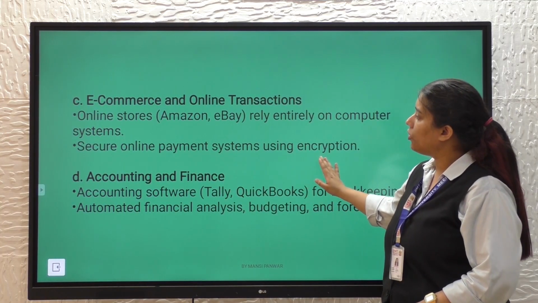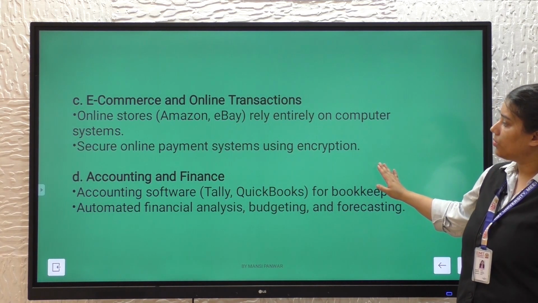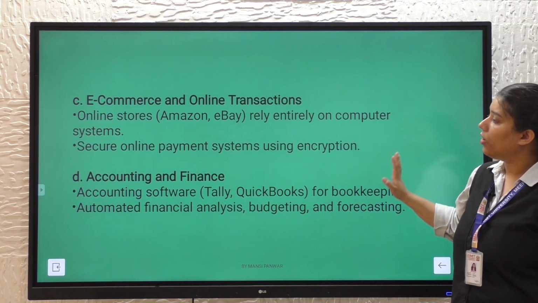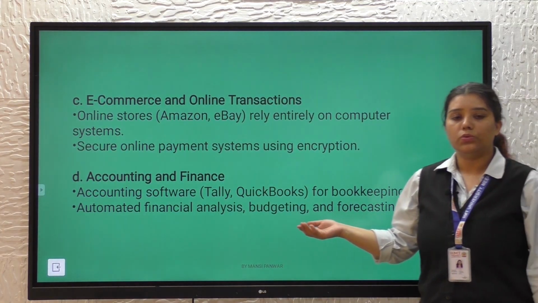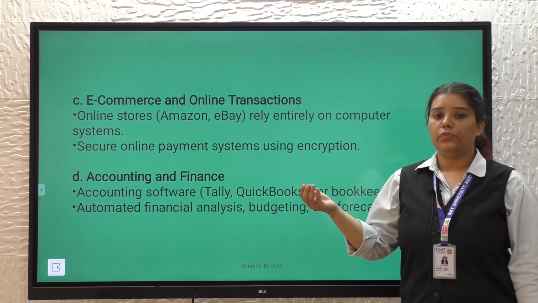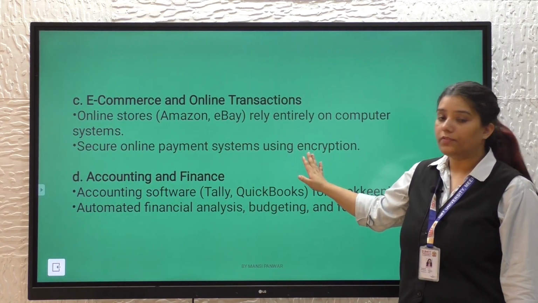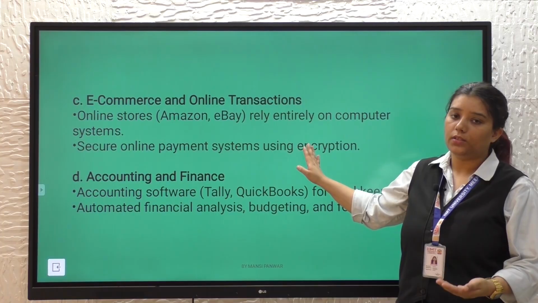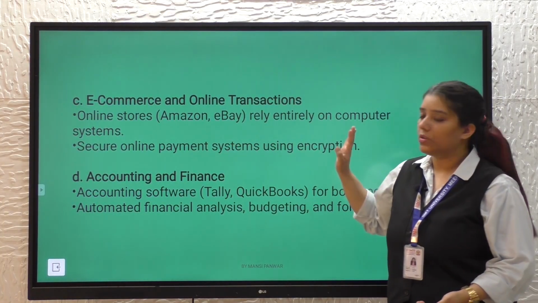Next is e-commerce and online transactions. Online stores rely entirely on computer systems. What are online stores? Online stores are the stores, or we can say e-shops, from where we buy things and we can also sell our goods. The examples are written here: Amazon and eBay.